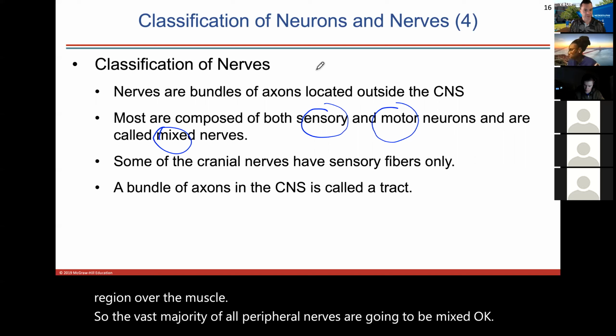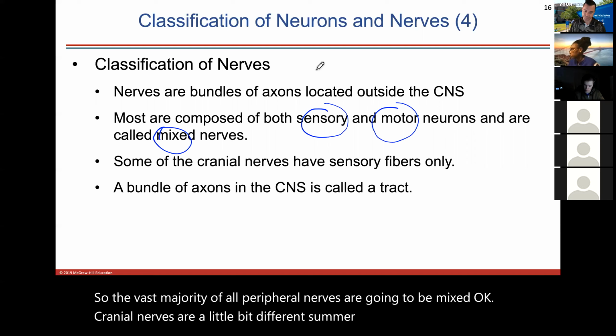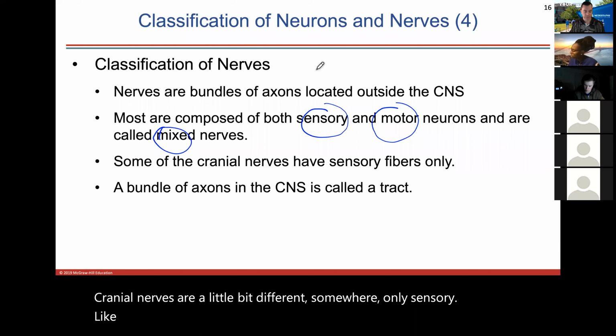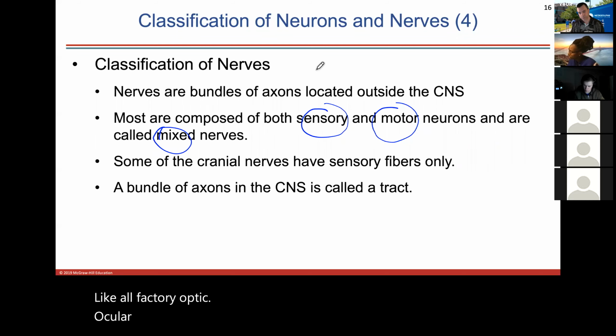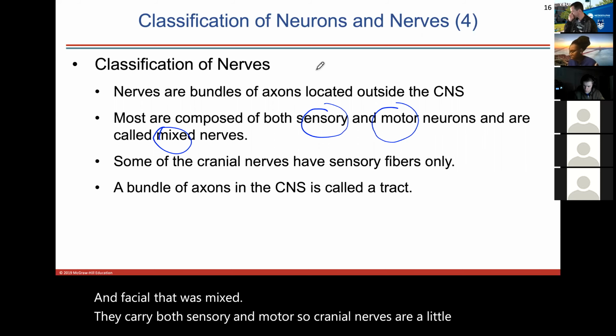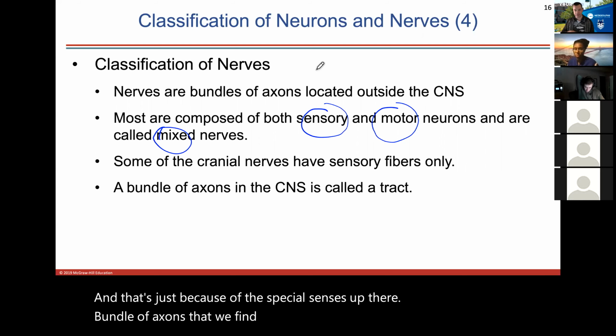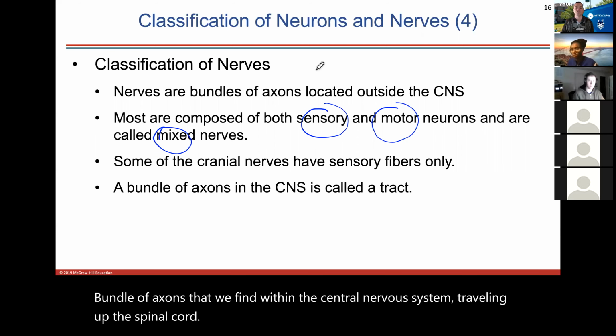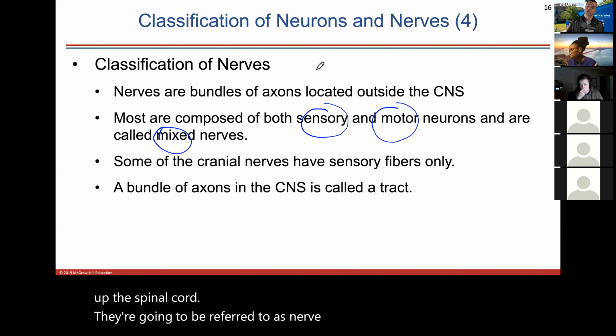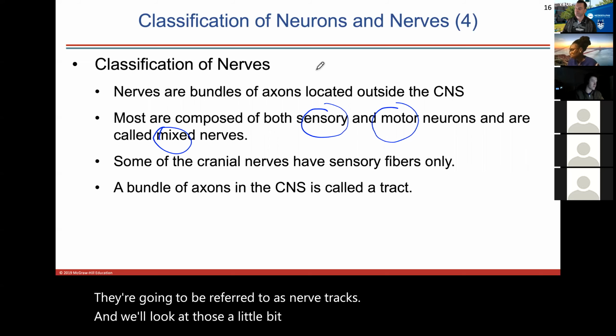Cranial nerves are a little bit different. Some are only sensory, okay? Like olfactory, optic. Okay? Oculomotor is just motor. Right? And facial, that was mixed. They carry both sensory and motor. So cranial nerves are a little bit different. And that's just because of the special senses up there. Bundles of axons that we find within the central nervous system traveling up the spinal cord are going to be referred to as nerve tracts. And we'll look at those a little bit later and see what they carry.